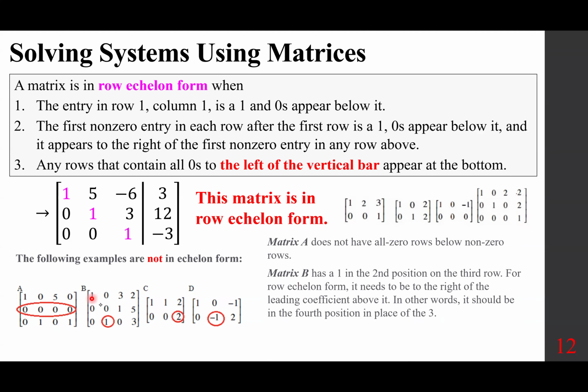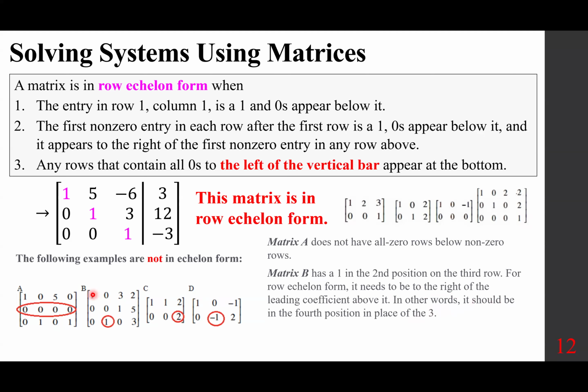Matrix B is not in row echelon form. Matrix B has a 1 in the second position on the third row. For row echelon form, it needs to be to the right of the leading coefficient above it. In other words, it should be in the fourth position in place of 3.